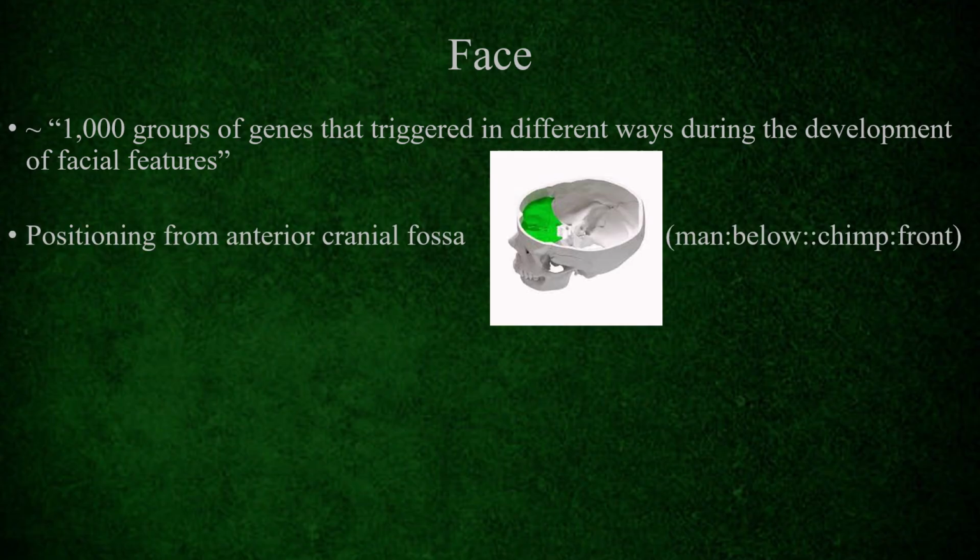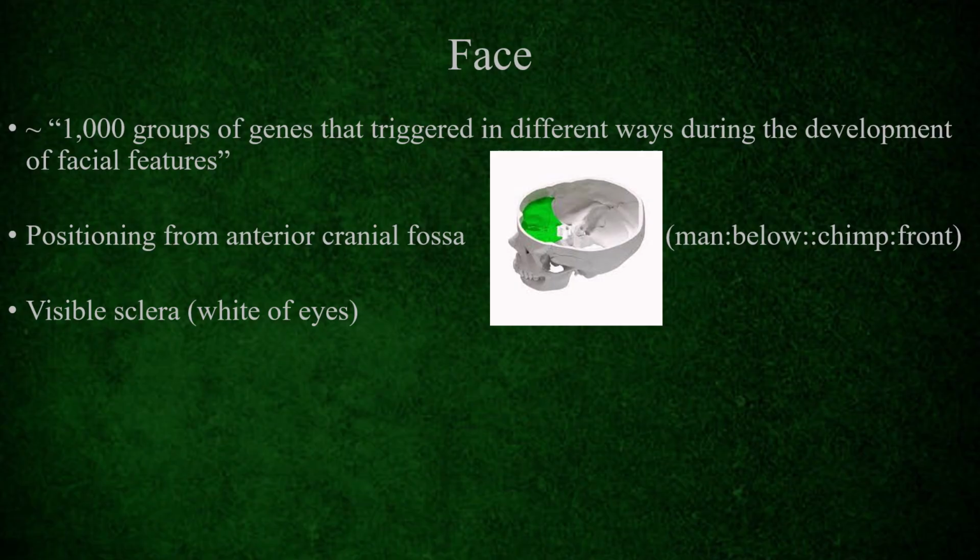And then when it comes to the positioning of our face from what's called the anterior cranial fossa, which is that green highlighted area in that picture of the skull, ours is below that. Our face is positioned below that, hence why it runs sort of up and down. While chimps and other apes, theirs is positioned in front of that, hence why their faces slope forward.